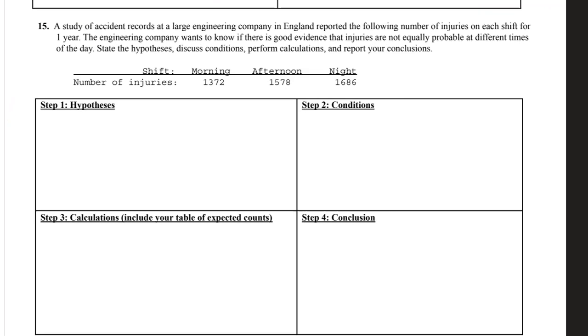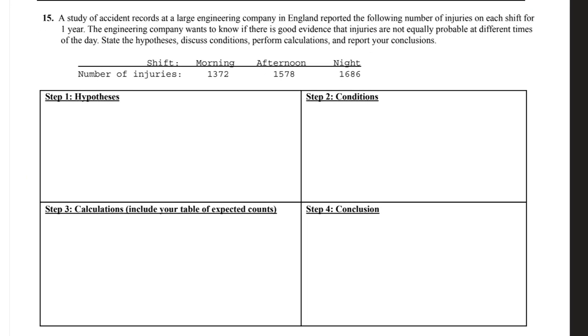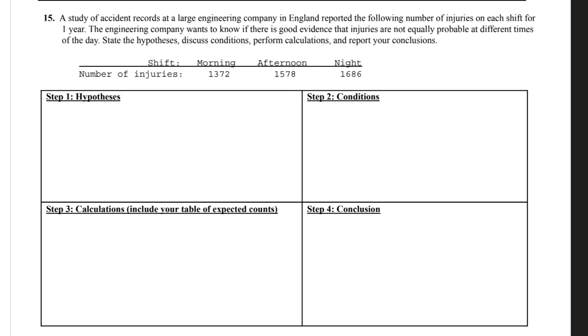All right, last question here, number 15. It says a study of accident records at a large engineering company in England reported the following number of injuries on each shift for 1 year. The engineering company wants to know if there's good evidence that the injuries are not equally probable at different times of the day. So state the hypothesis, discuss conditions, perform calculations, and report your conclusions.